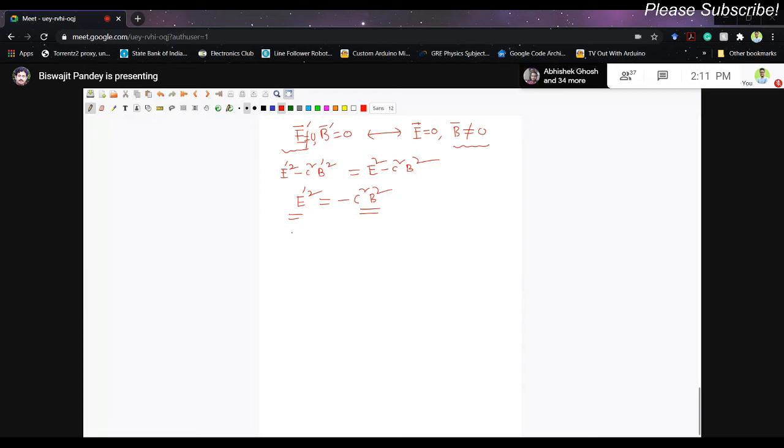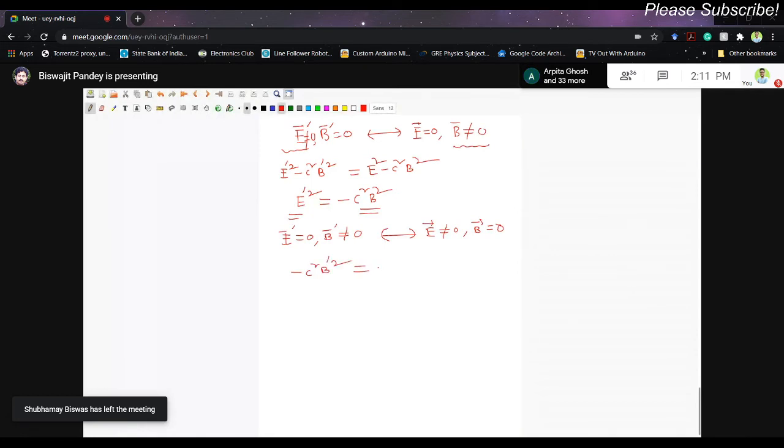Similarly, suppose you have only magnetic field, E prime equal to zero and B prime not equal to zero, and on this side you have E non-zero and B zero. Then again you encounter the same problem. In that case E prime is zero, so we have minus C square B prime square equal to, on this side, E non-zero, so E square, since B is zero. Again you encounter the same ambiguity where a negative number has to be equal to some positive number. Again, that is not possible.